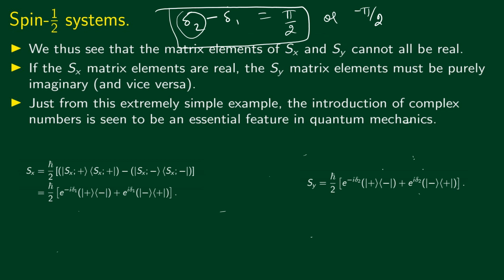All right. So if the Sx matrix elements are real, the same argument goes in the other direction also. So if the Sx matrix elements are real, the Sy matrix elements must be purely imaginary, and vice versa. Okay? So just from this extremely simple example, the introduction of complex numbers is seen to be an essential feature in quantum mechanics. We say that the complex numbers must be introduced to quantum mechanics.